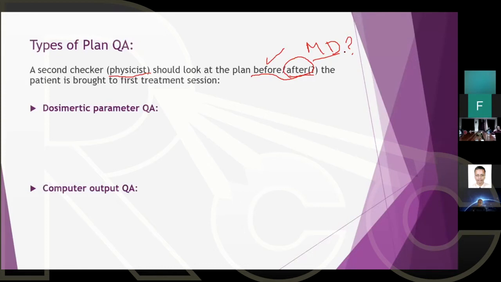And it's really up to you. Again, I leave it to each clinic to decide when the second check should happen. Now, we all agree that the second check should happen before the patient is called for the first treatment session. But is it going to be before or after radiation oncologist approval? This is according to your practice.